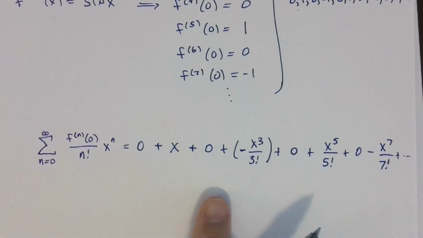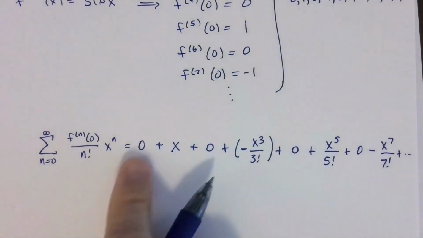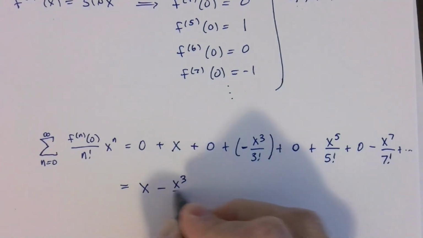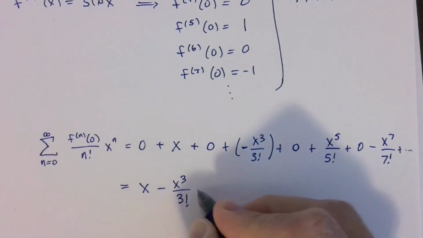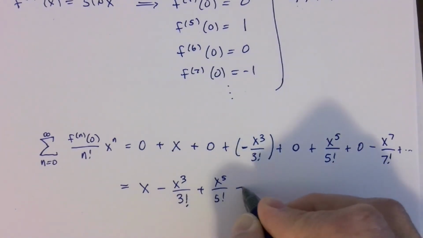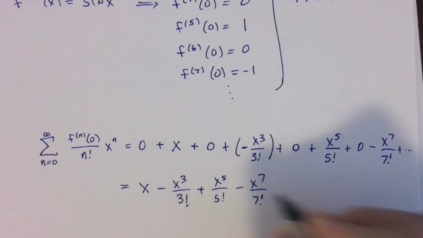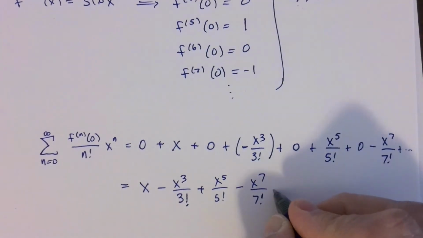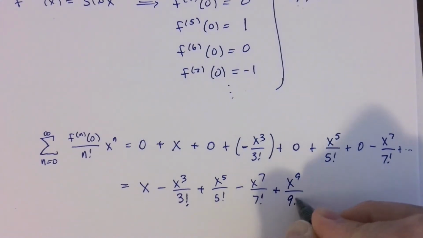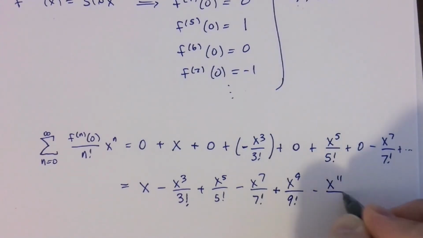But what's the real pattern? Let's get rid of the zeros. And what do we have? We have x minus x cubed over 3 factorial plus x to the 5th over 5 factorial minus x to the 7th over 7 factorial. Do you see the pattern? What's next? Plus what? x to the 9th over 9 factorial. Minus what? x to the 11th over 11 factorial. Right?